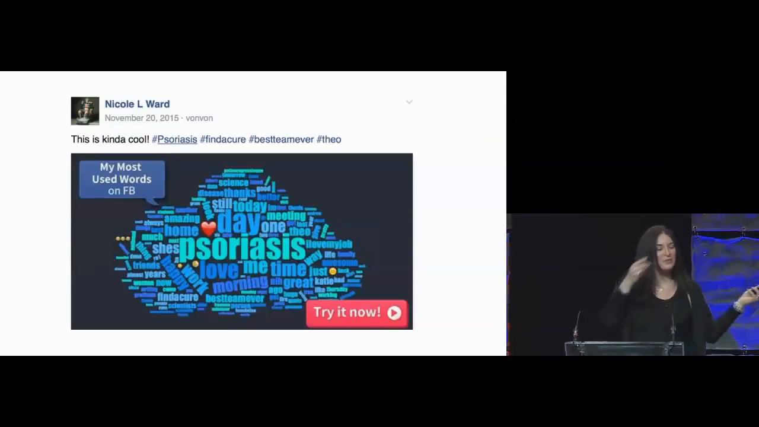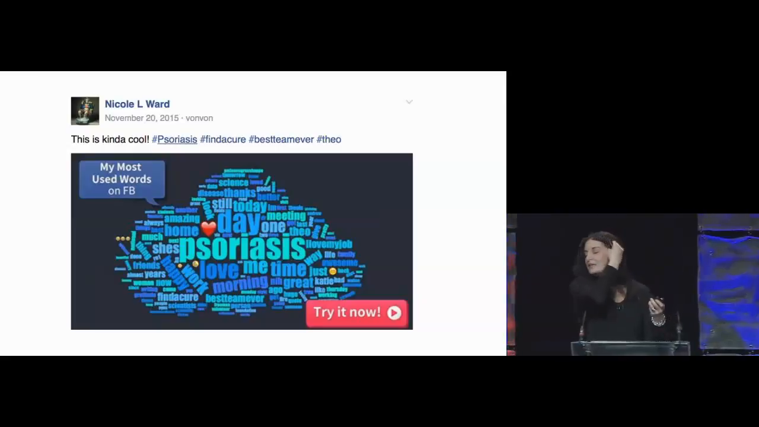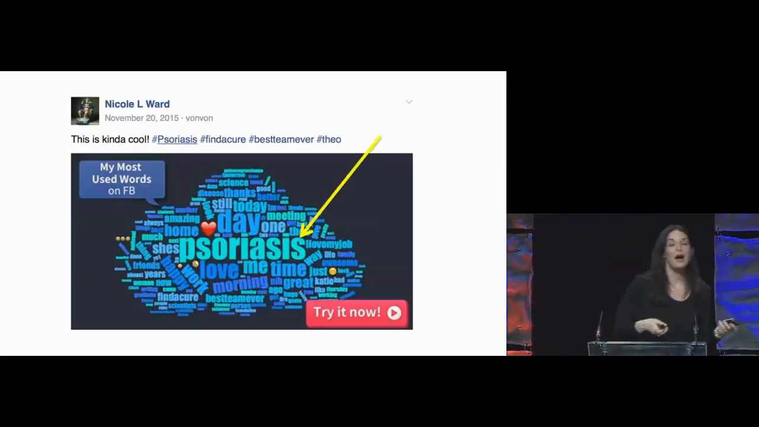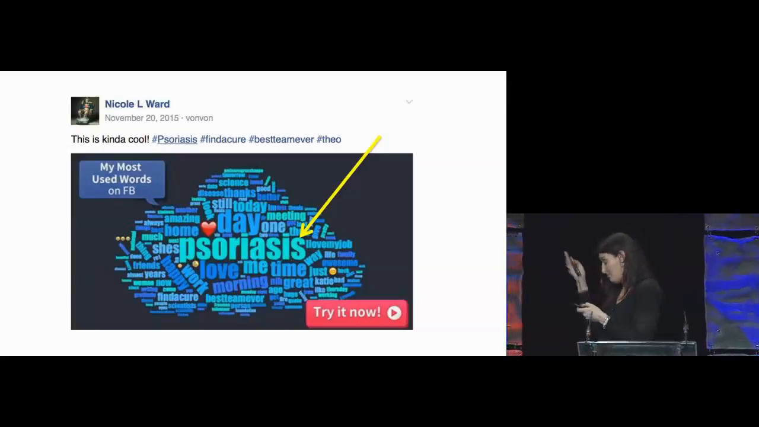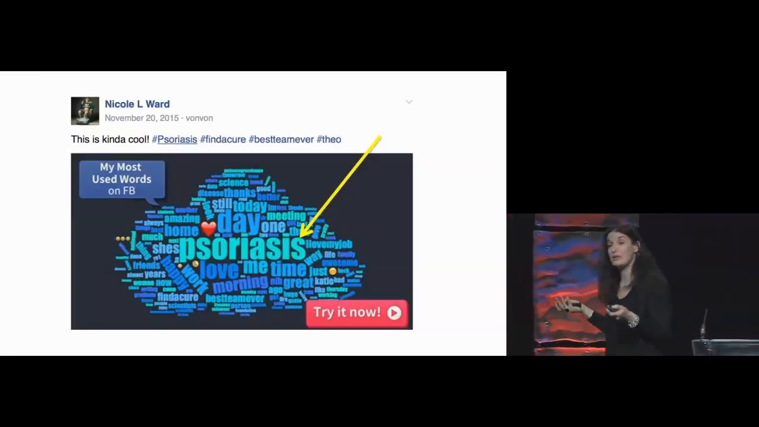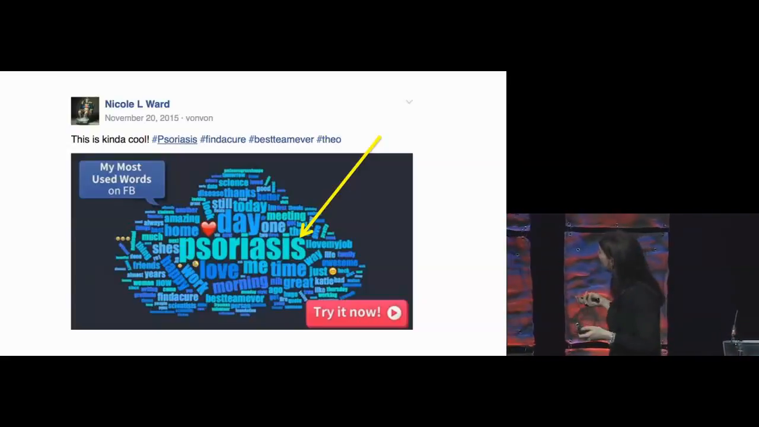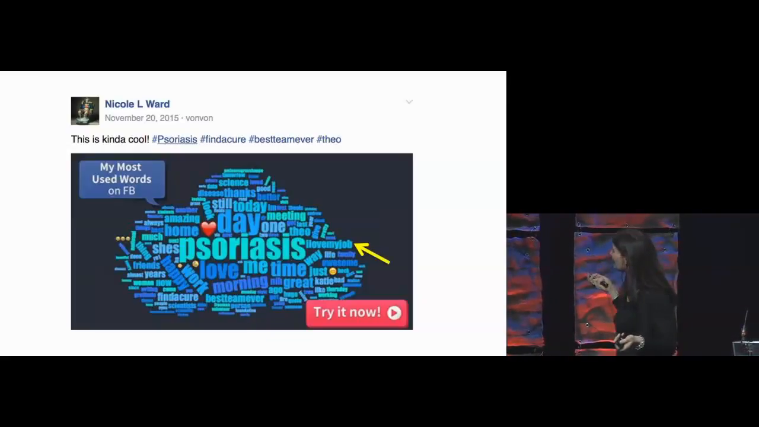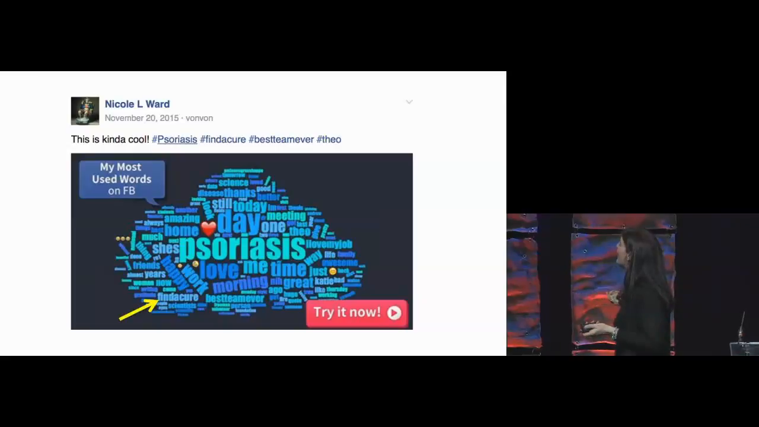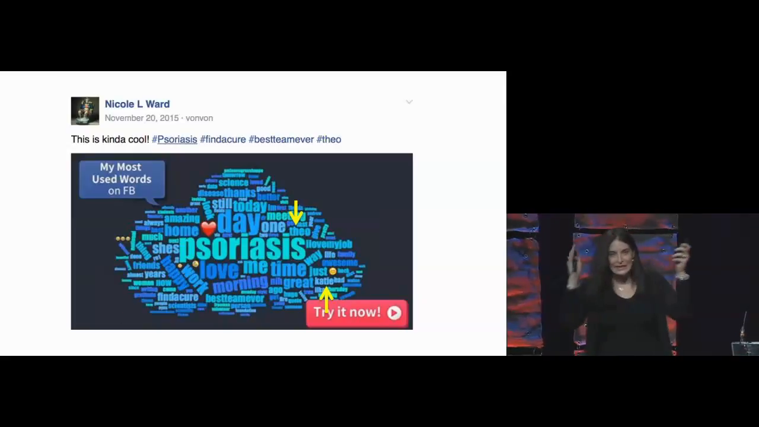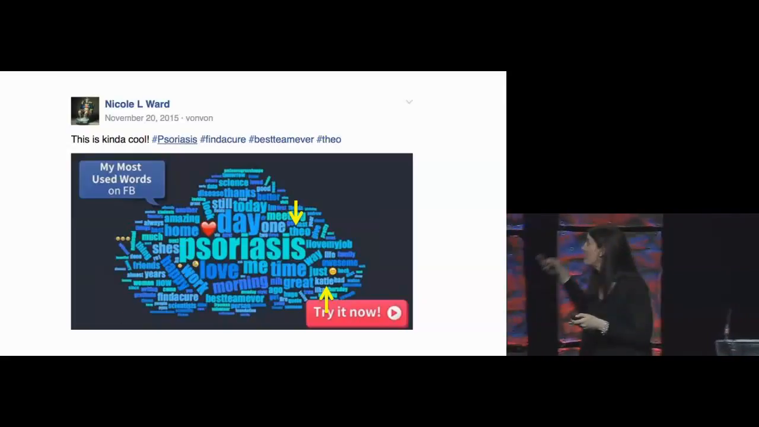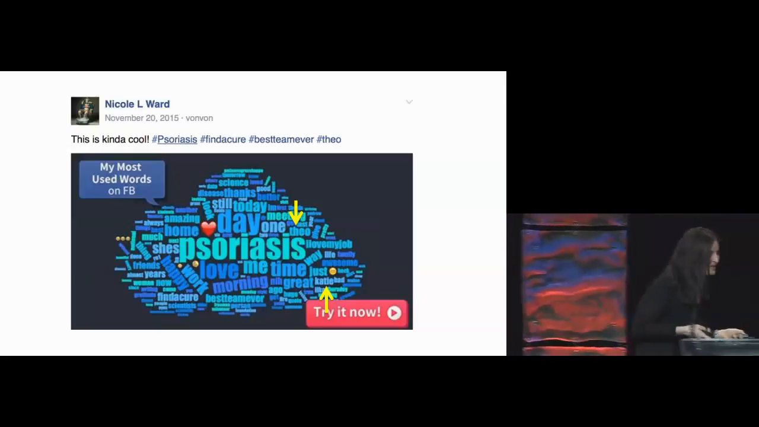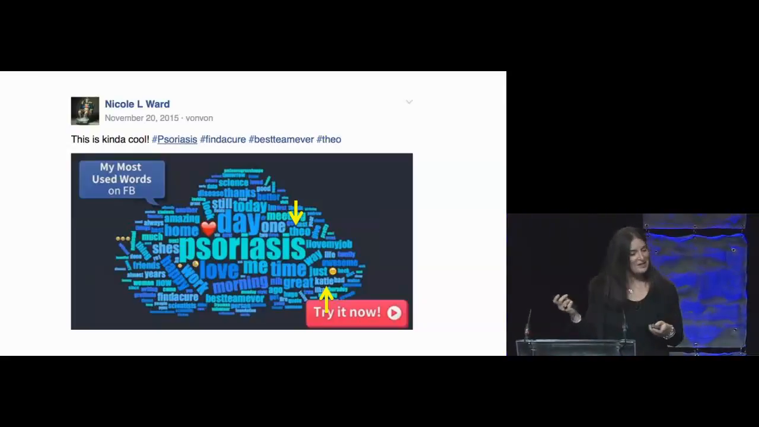All right, so Facebook is reminding me that I clearly use the word psoriasis in my social media presence frequently, since it's the largest word. And then I also apparently use the term best team ever. I love my job. Find a cure. And just so you know, I'm not completely focused on work all the time. I do mention Theo, my dog, and Katie, my 16-year-old neighbor who comes over to my house and hangs out.